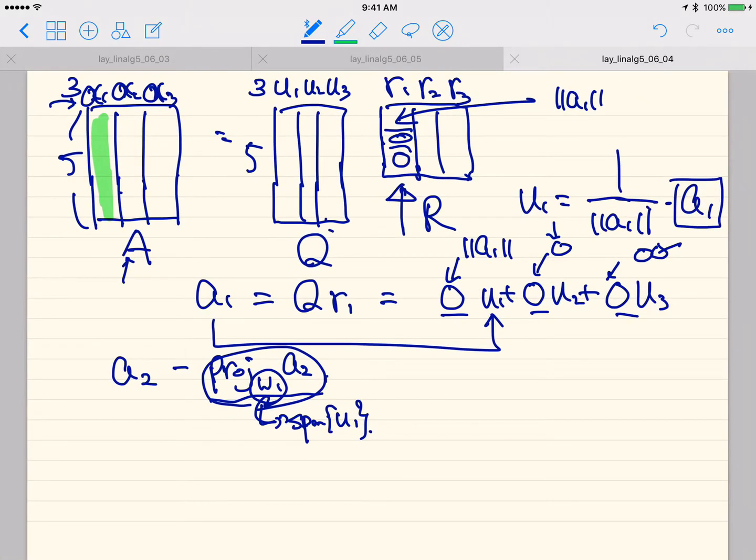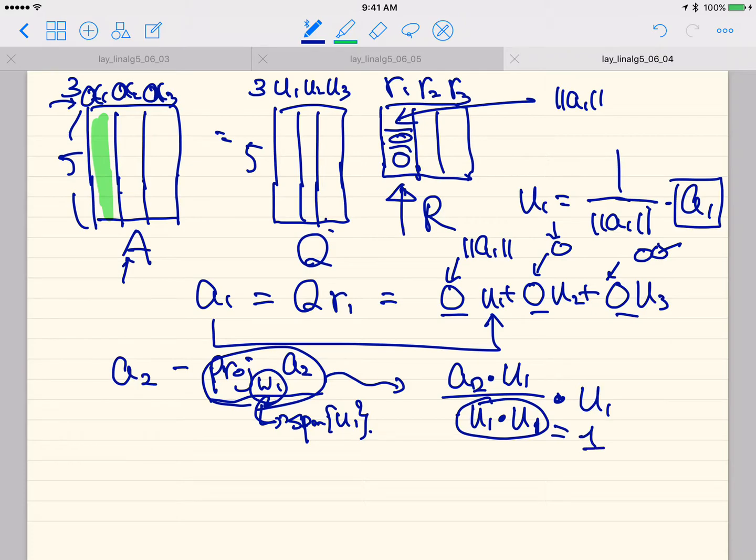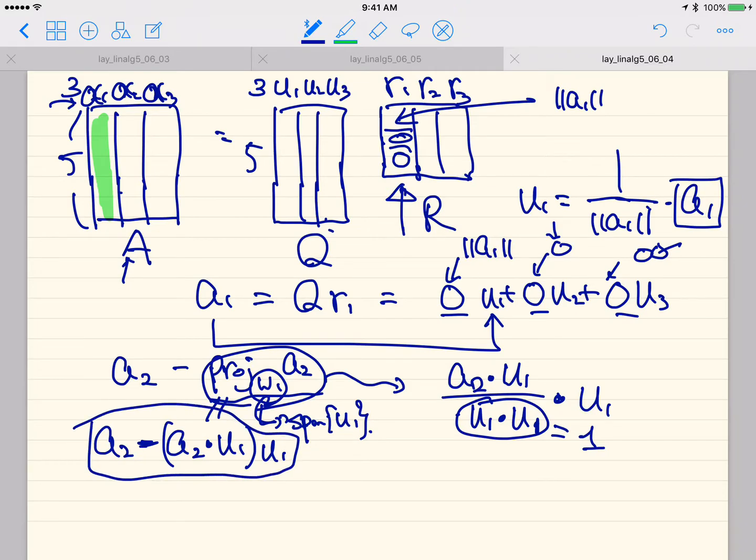yeah, this part is A2 inner product with U1, and then in the denominator, U1 dot U1, right? And then times U1, right? And here, U1 or U2 or U3, they are all normal vectors, so their length is 1. So this part can conveniently become 1, right? So this projection part is A2 times U1, and U1. So we obtain this vector, okay? And then we normalize it, right? In order to obtain U2.